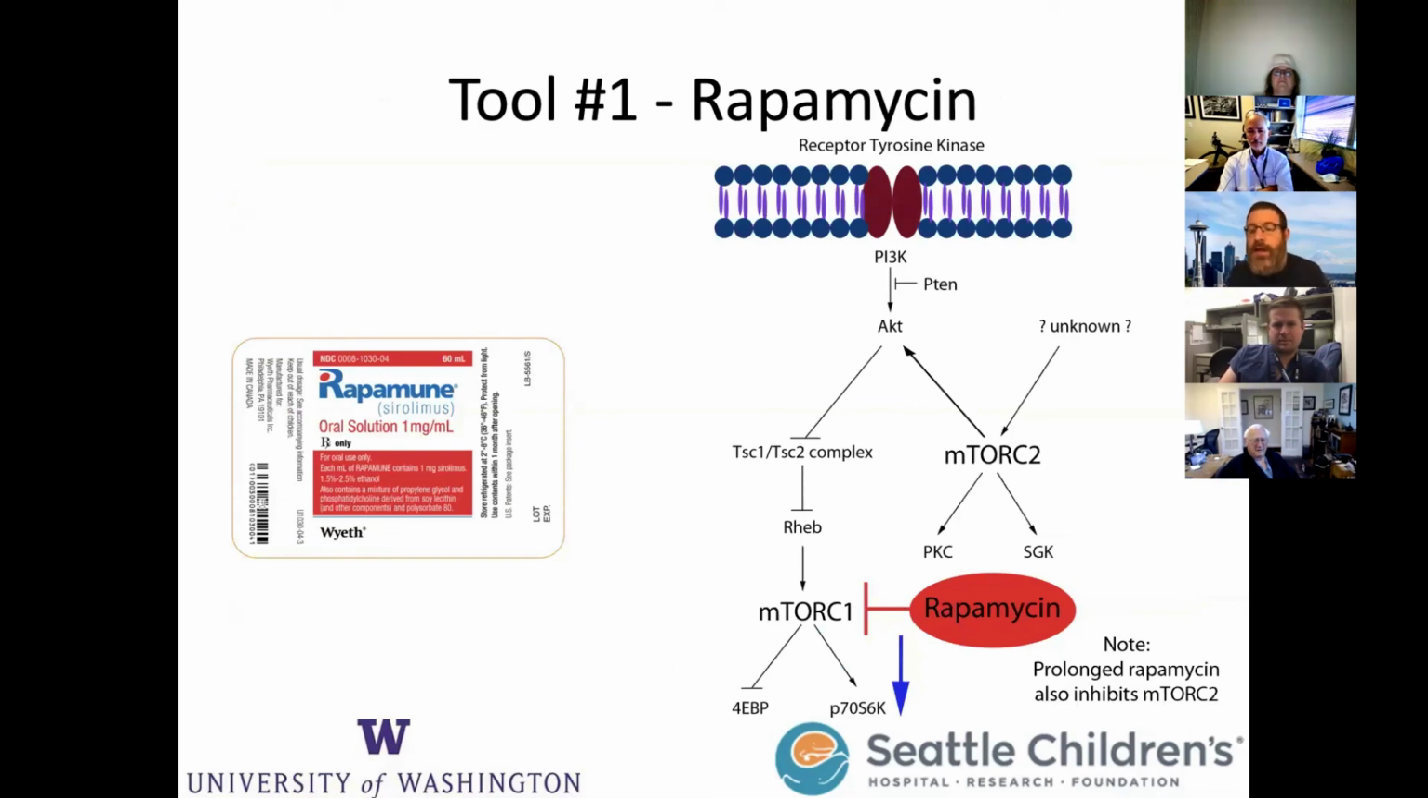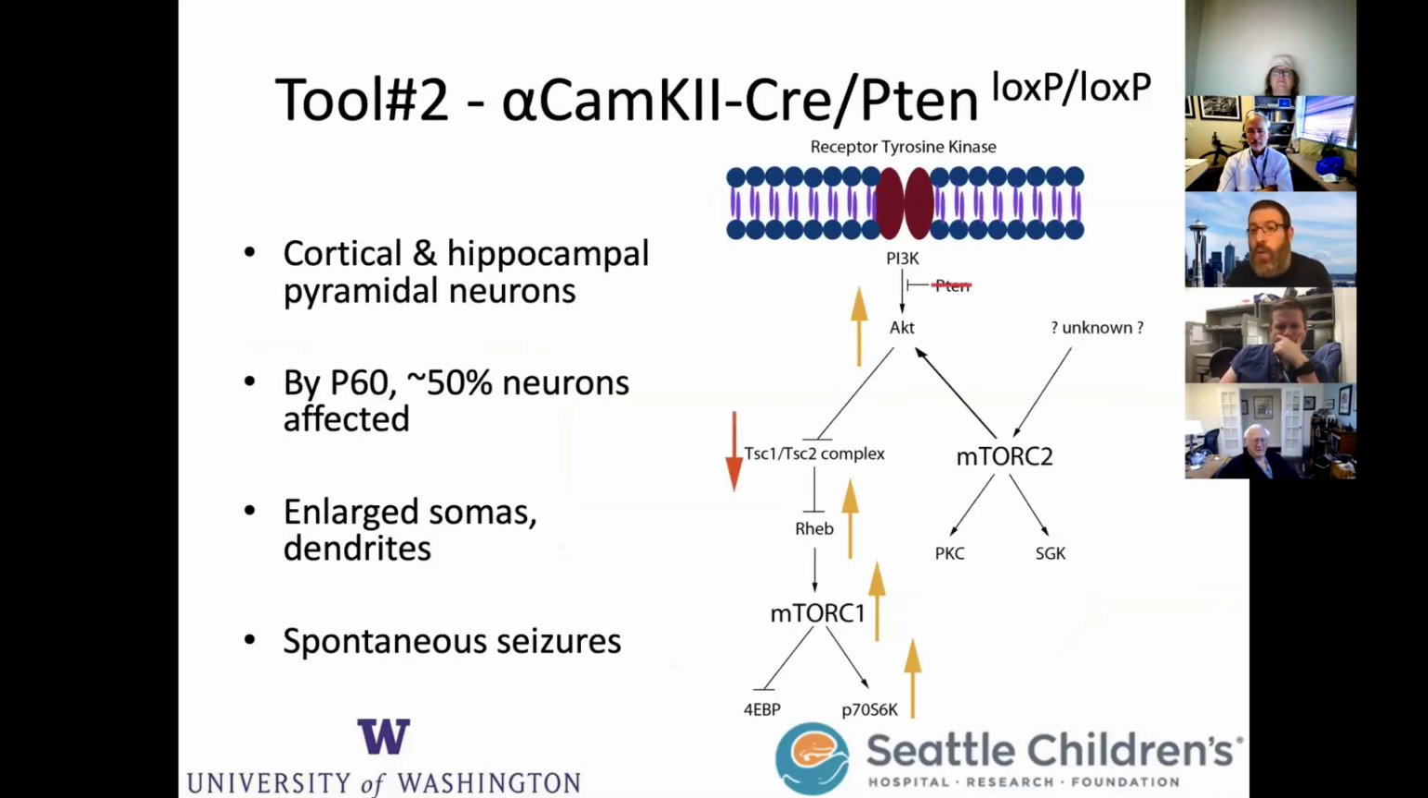The first is a medicine that's been around for about 30 years, rapamycin. That's an mTOR inhibitor. It binds to and inhibits mTOR all the way downstream at the mTOR level. And that's been FDA approved now for over 30 years, originally for oncologic indications and then subsequently in the transplant population to prevent rejection. The second tool we had at our disposal was a transgenic mouse model.